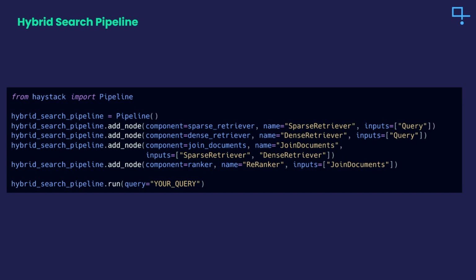This time, you'll notice that the query, one of those special input types, isn't going into just one node, it's going into two nodes. It's going into both my sparse and my dense retriever. And then I'm joining the documents returned by both of those nodes. And then I'm doing some re-ranking. Now I can run this pipeline with a query, and hopefully I'm getting some relevant results.